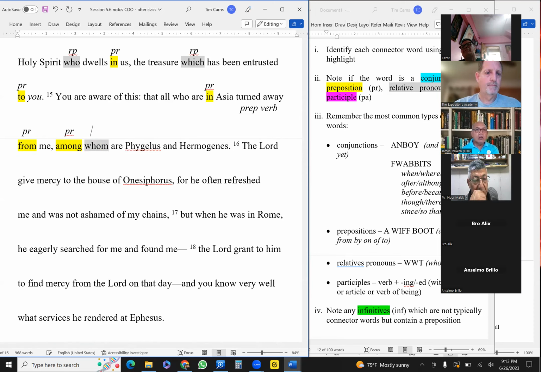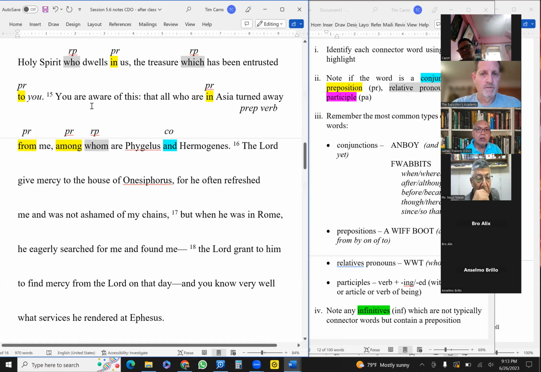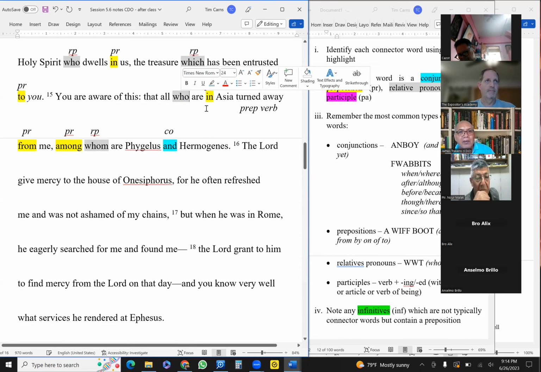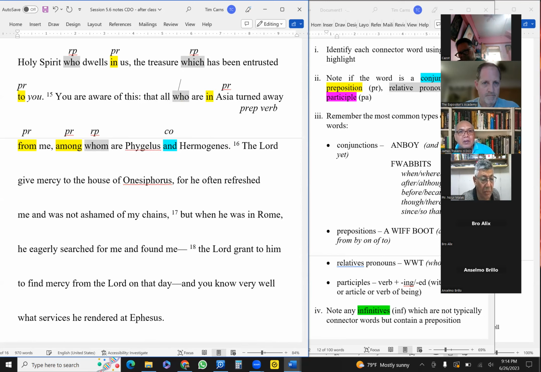Then and, coordinating conjunction. Very good. And boy, one of the coordinating conjunctions. And then as I already mentioned, we had a prepositional verb here, turned away. I see one more. It's the same one you missed in verse 14. Yeah, it's the same connector word in verse, sorry, 15. Oh, yeah, there you go. Relative pronoun. All right. Okay, very good. Excellent.